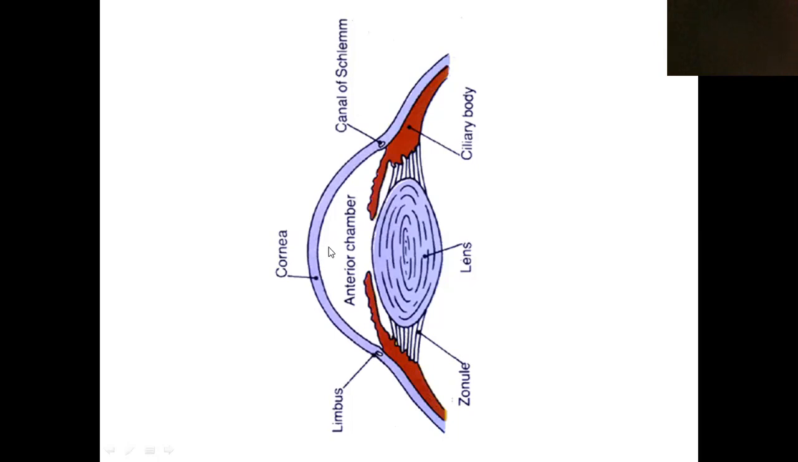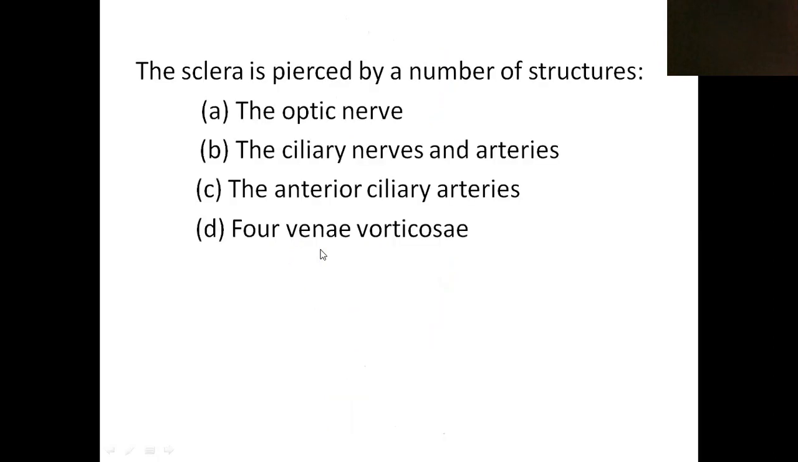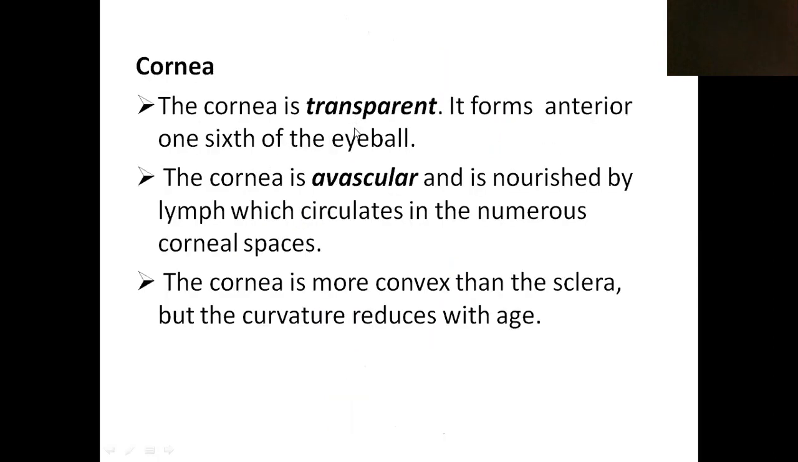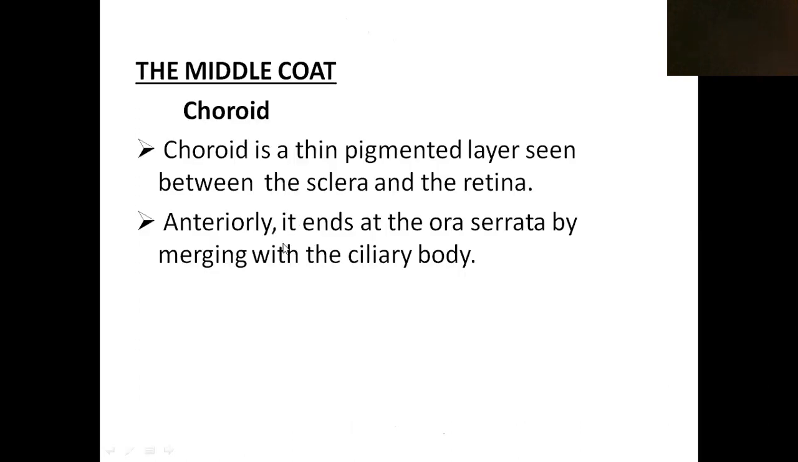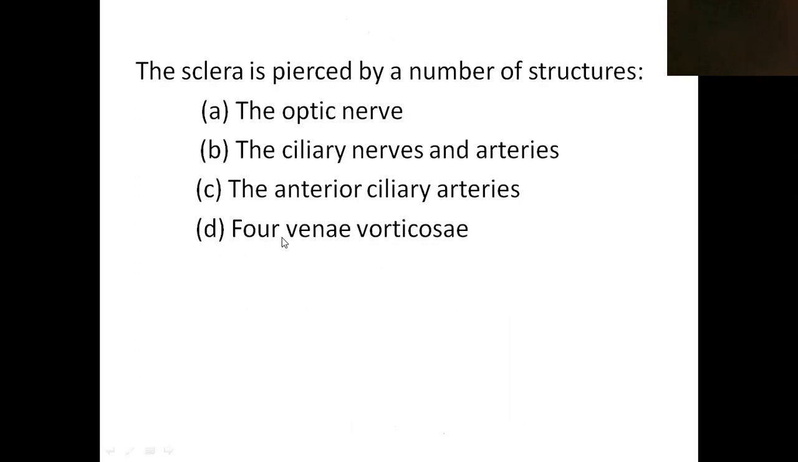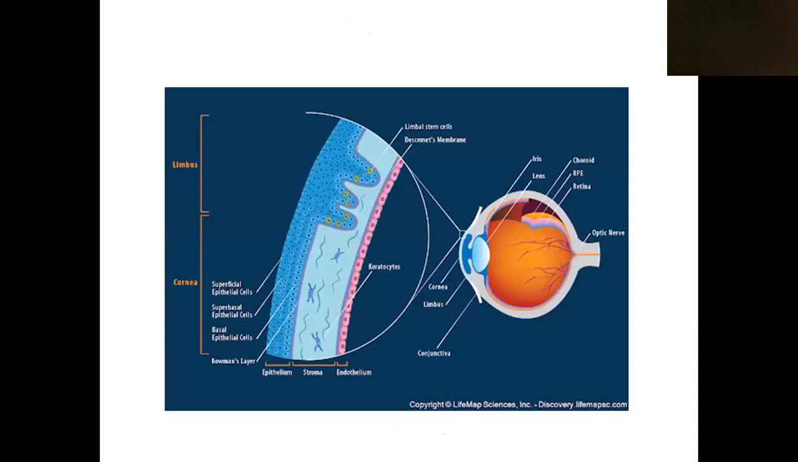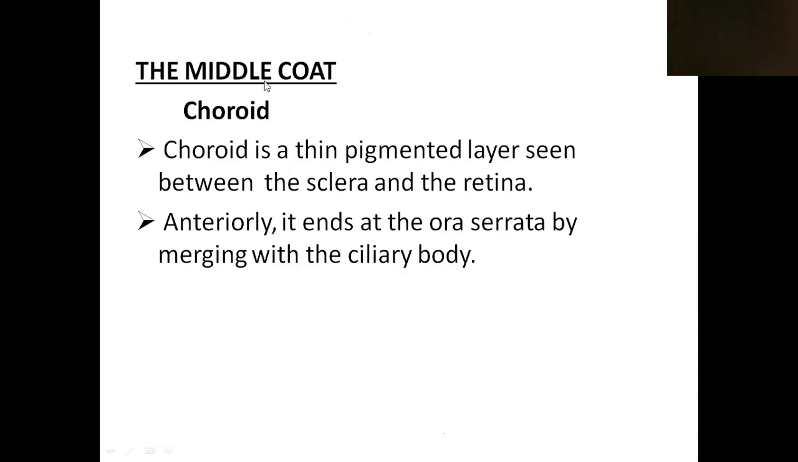Okay, so these are some of the important points of this cornea. It is transparent, avascular, and has layers. So sclera and cornea, these two points are clear. Now we are going to discuss the next layer, the middle layer, or the uveal tract.